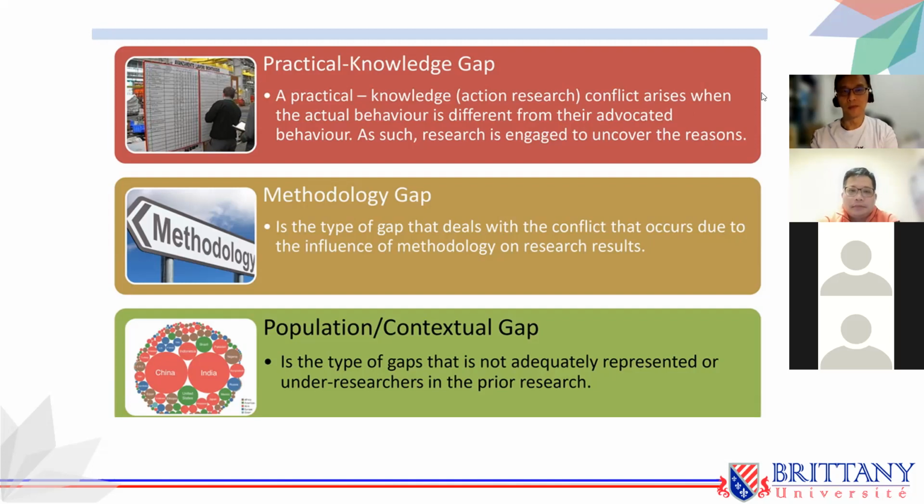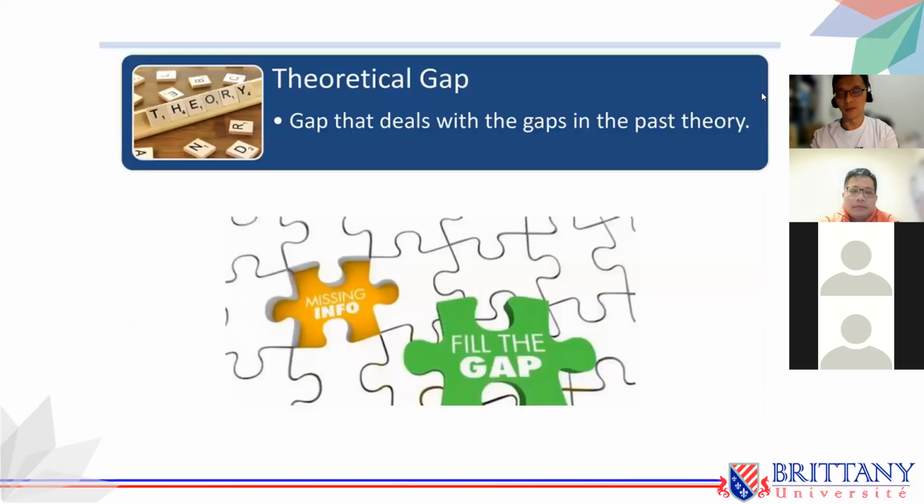You also have the population gap or contextual gap. Some studies are done based on the citizen. Some studies are based on employee perspective. So these are the population gap. Theoretical gap: the same area uses different underpinning theory. So these are called theoretical gap. So how to know which research is based on what theory and all? I will be showing one or two articles. So I will show you how to find out that gap.